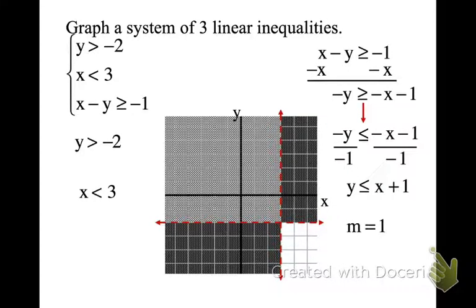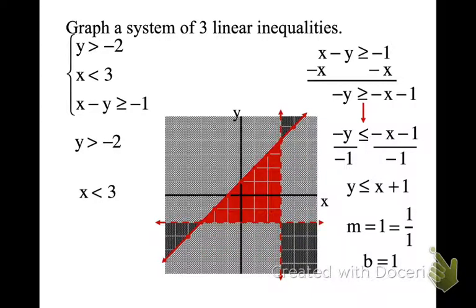And so I'm starting at 1, and I'm going up 1 over 1. Now, this should be a solid line. And then it's saying that we're looking at right here, y is less than the 1. So since the 1 is here, you should really have 3 different colors in this situation. And the area of intersection is right here.